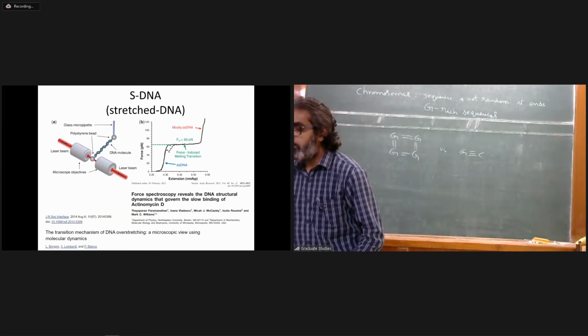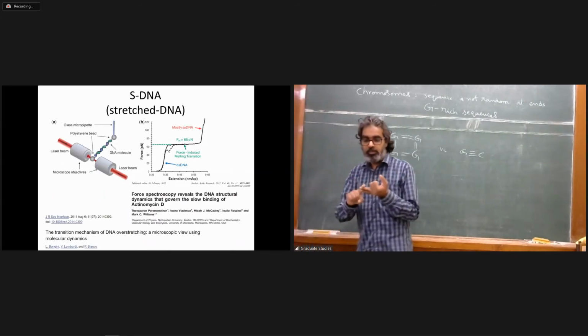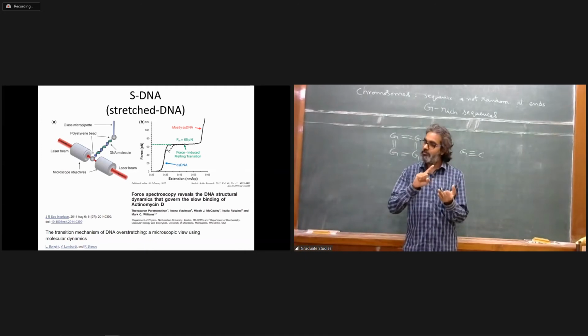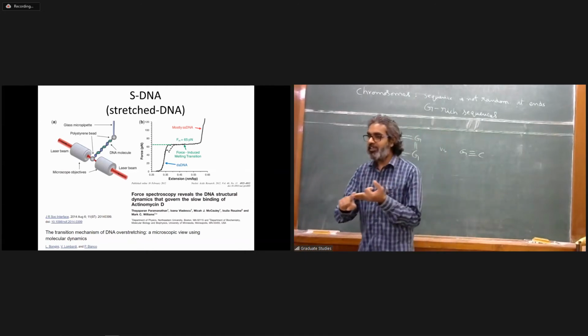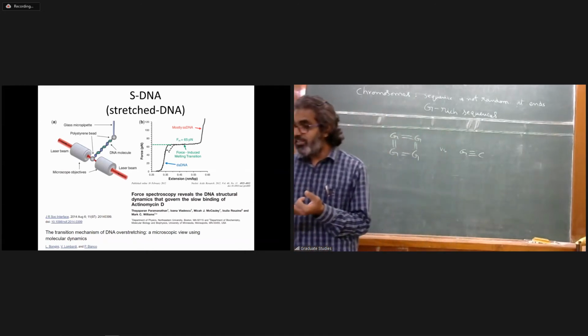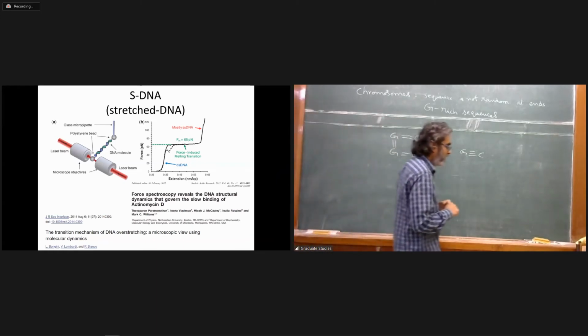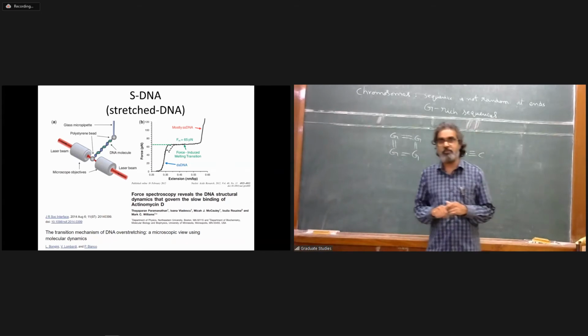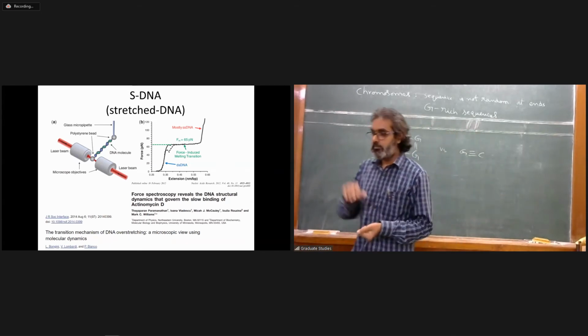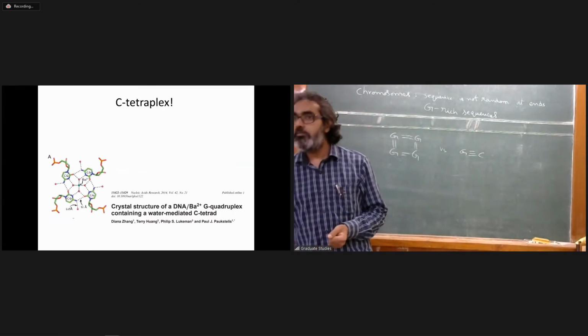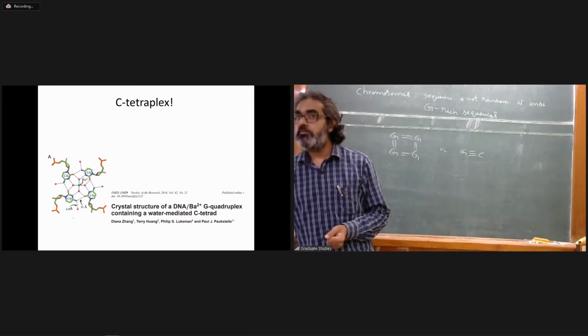But we have learned aDNA, bDNA, zDNA. There is also something called sDNA, which is called stretched DNA. That means if you take a double-stranded DNA, the telomere region is a G-rich region, and you find a lot of G tetraplexes. You should ideally find an equal number of C tetraplexes.